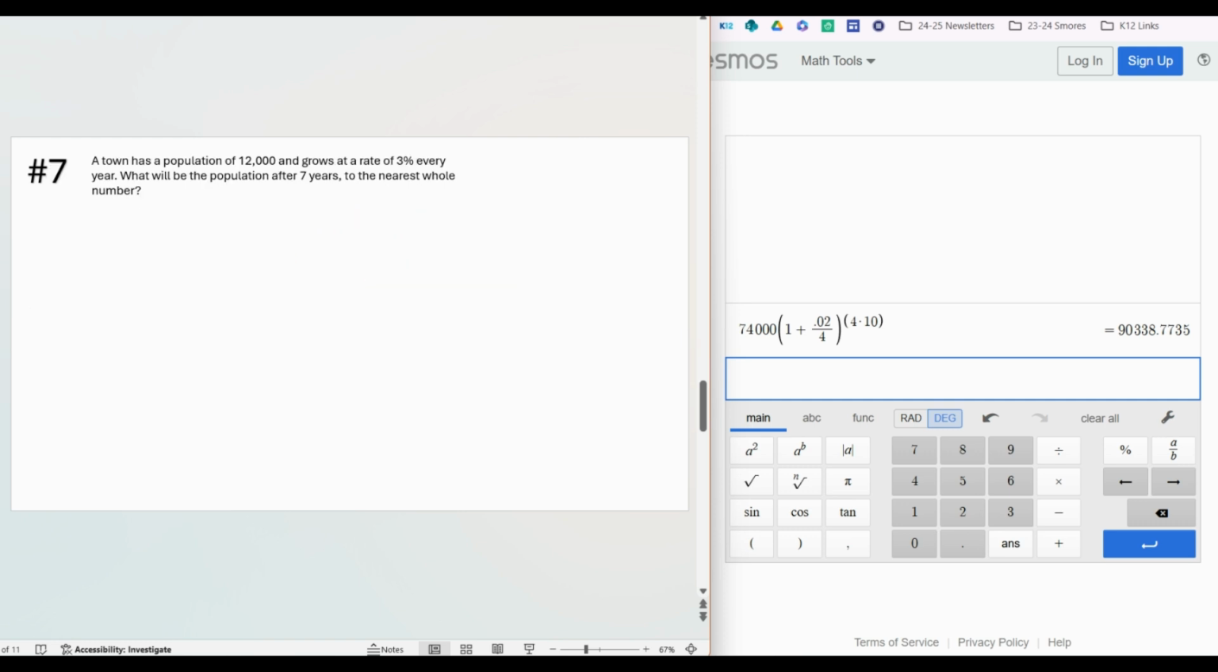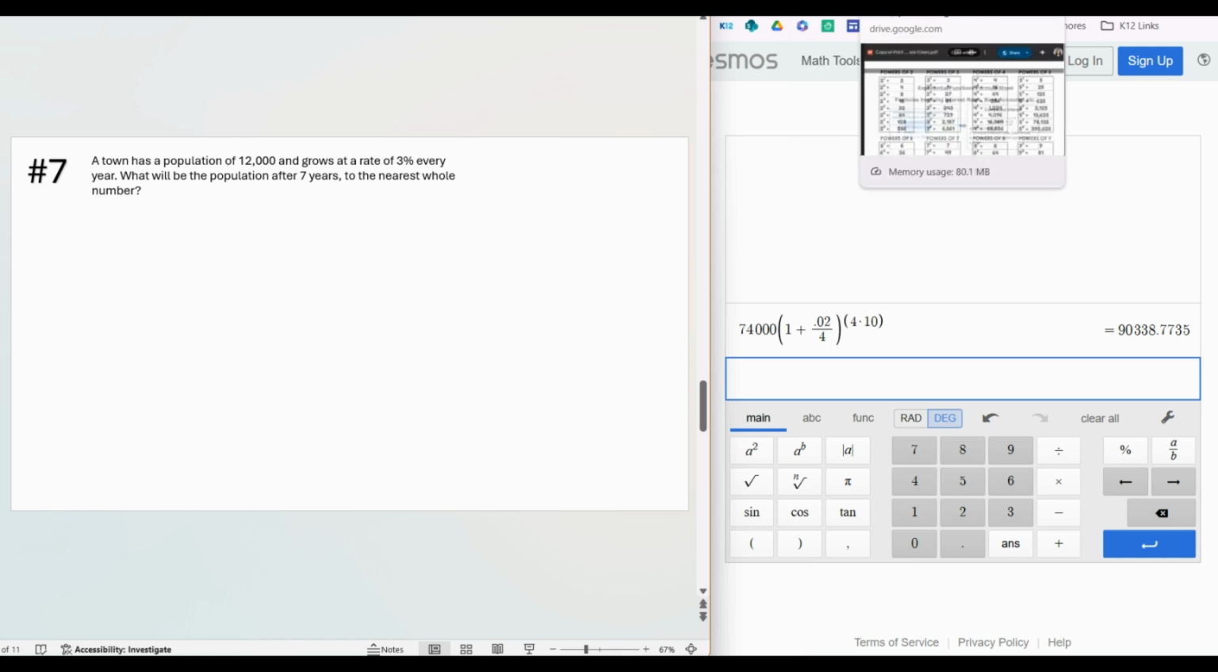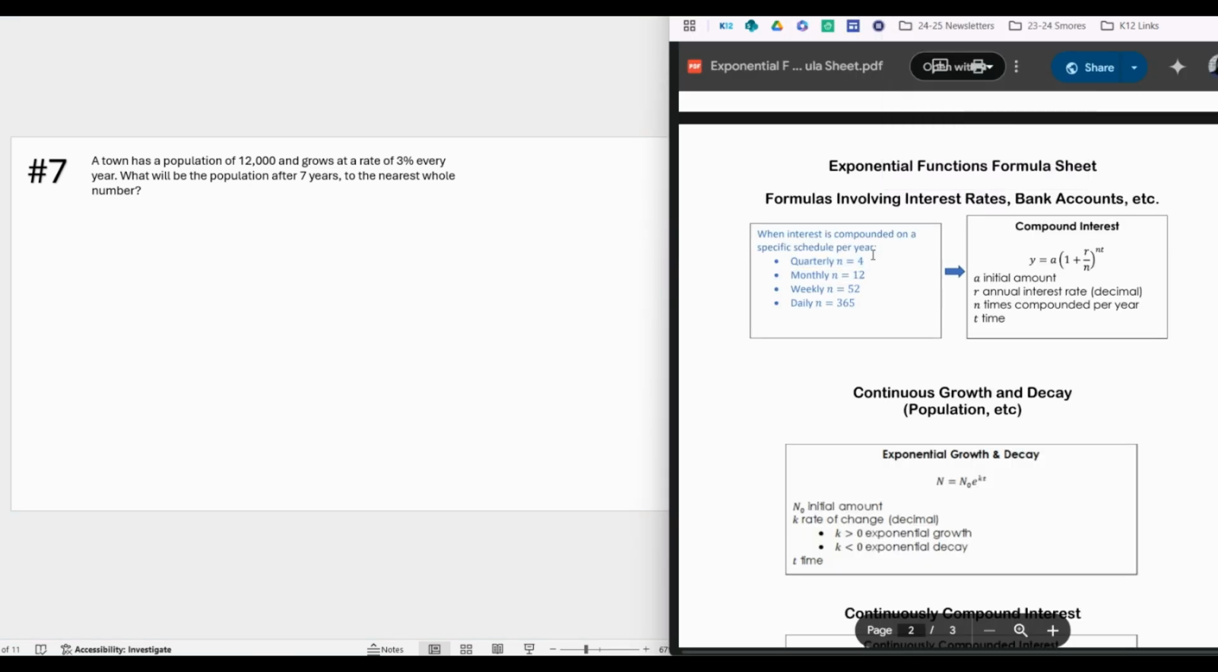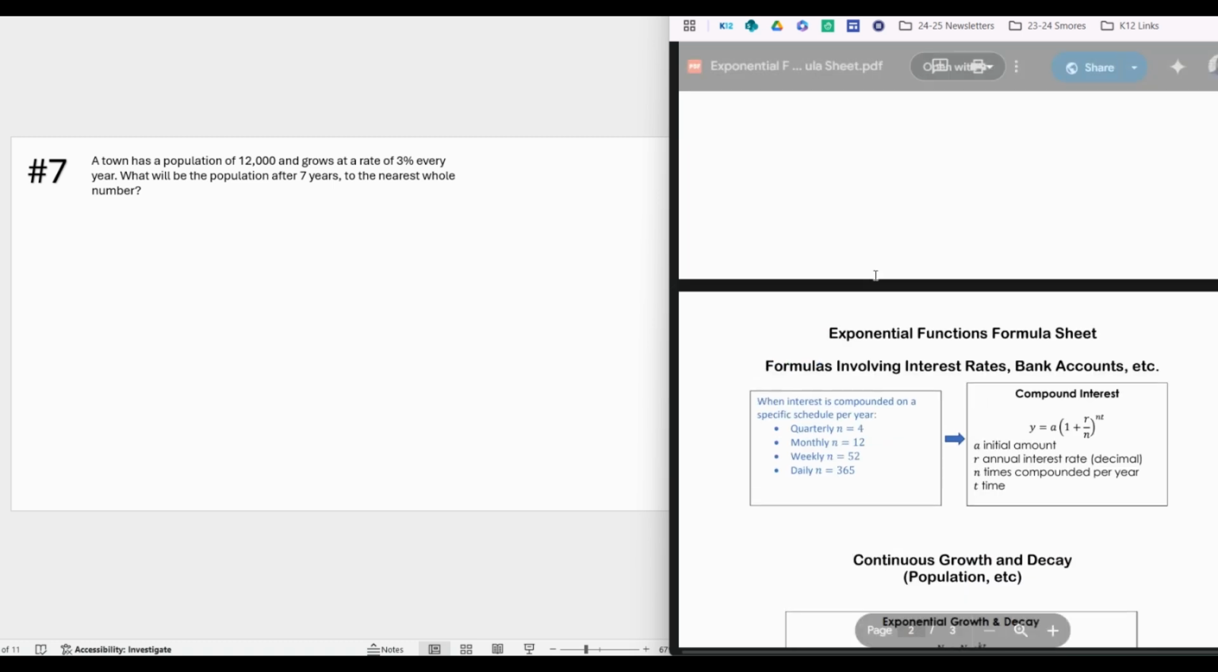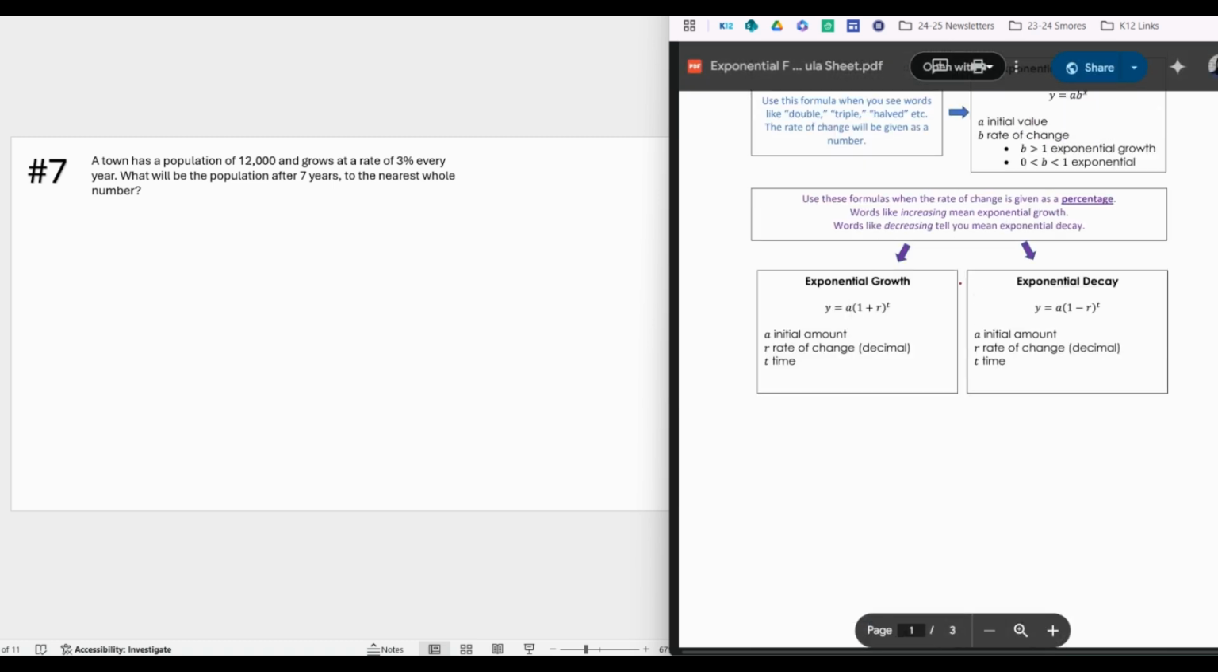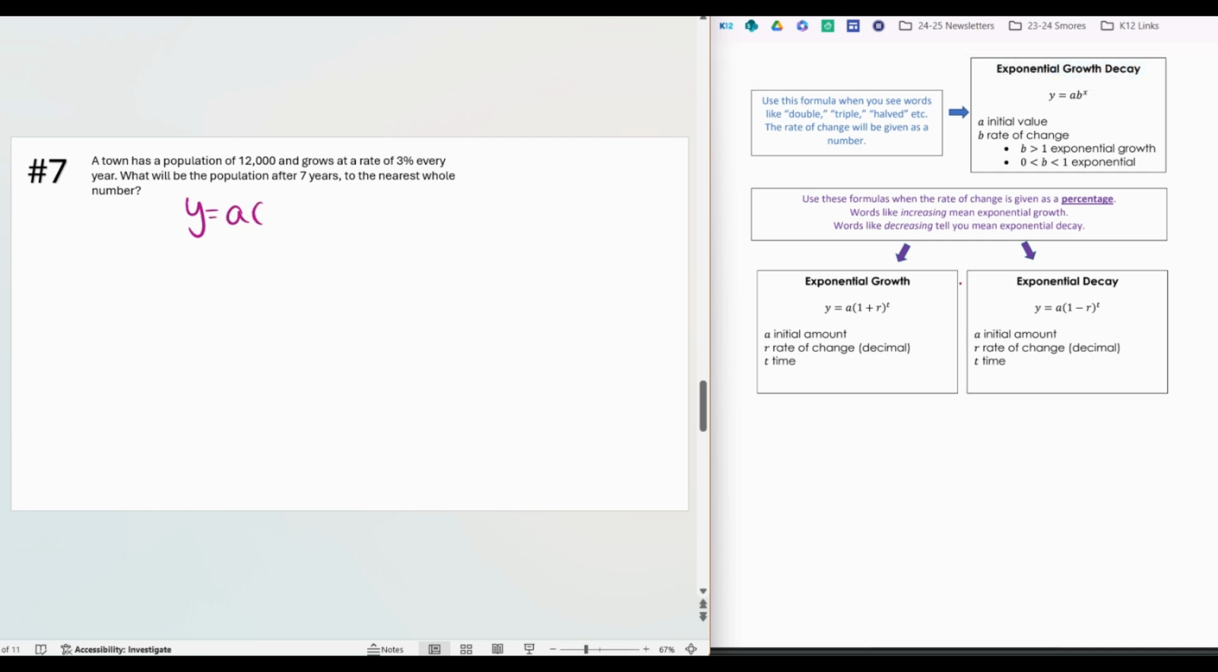So here it says a town has a population of 12,000 and grows at a rate of 3% every year. What will be the population after 7 years to the nearest whole number? Okay, so we have a growth formula, and so we need to go to exponential growth. So we have y equals a times 1 plus r to the t. And let's figure out the values we have.